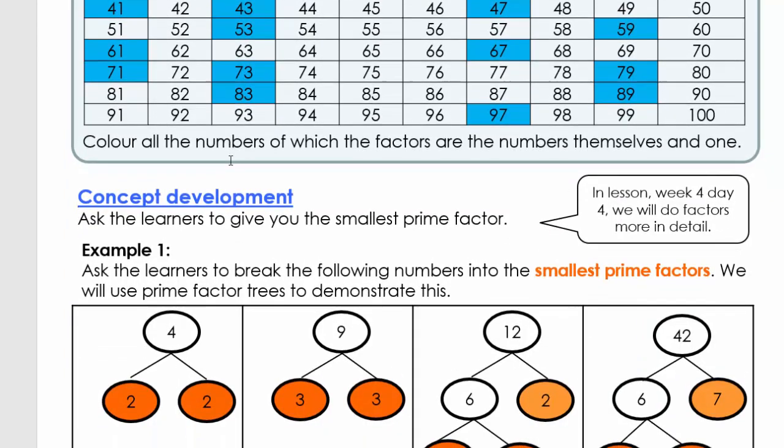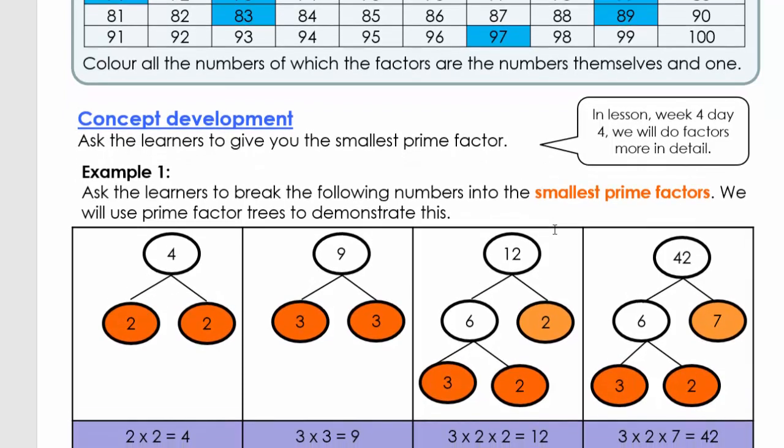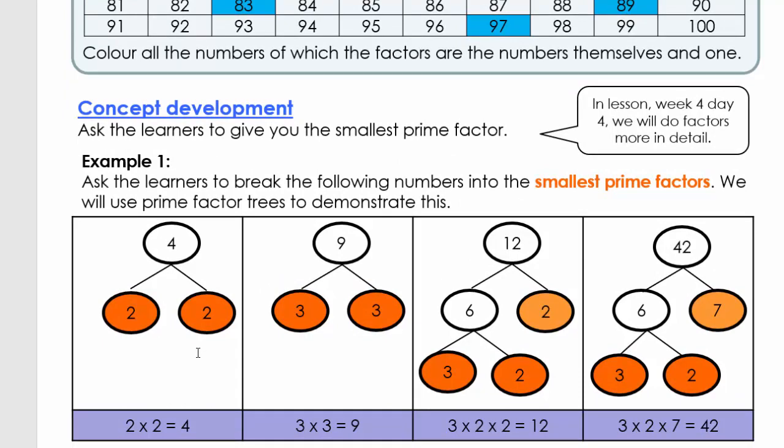Okay, let's then go to the concept development. The first example, what we're going to do is break down numbers to get to their prime factors. Now these we call prime factor trees. In lesson week 4, day 4, we will do factors again in more detail. So let's quickly look at example number 1.